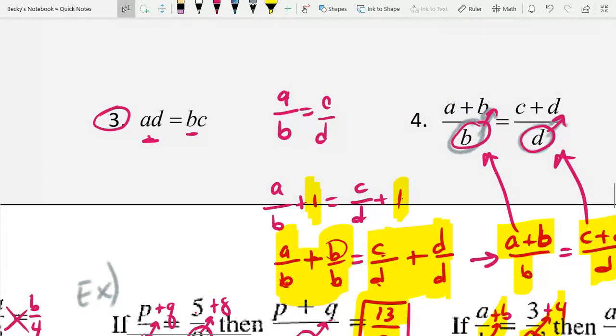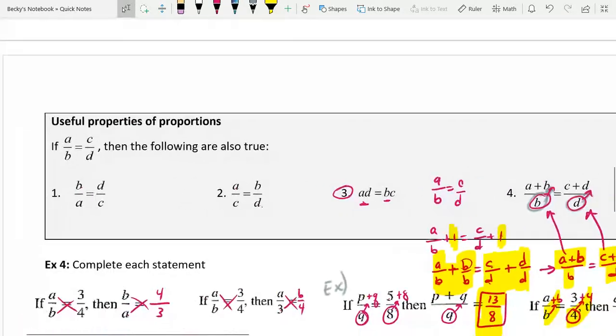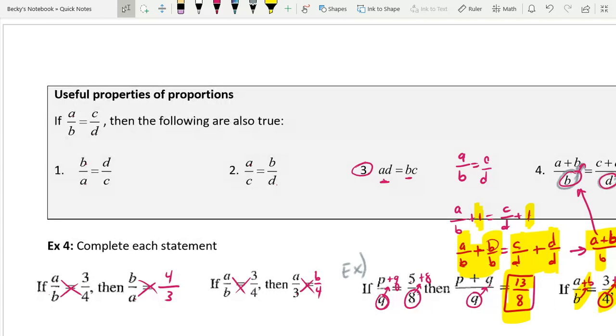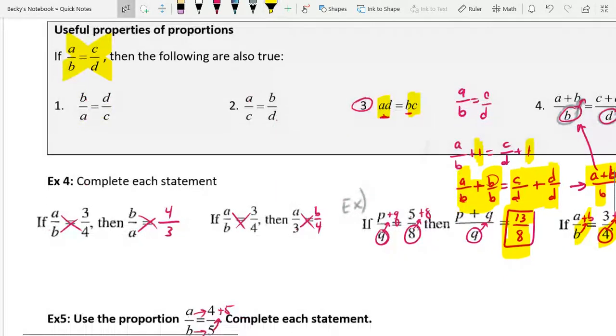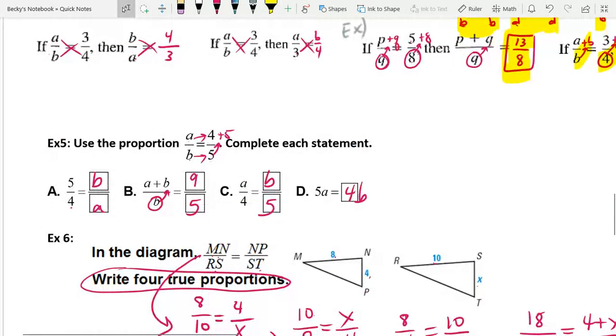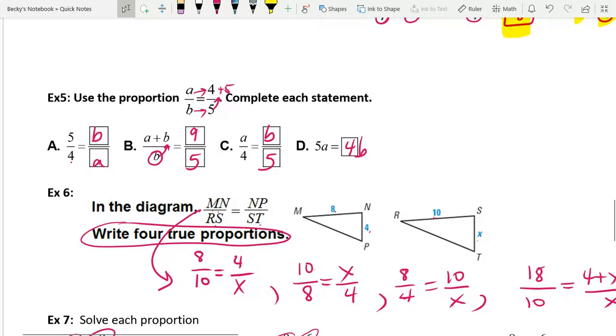Now the one that I skipped is the one that should probably make the most sense to you. Whenever you cross multiply, A times D is AD, and B times C is BC. So let's go ahead and jump to these.